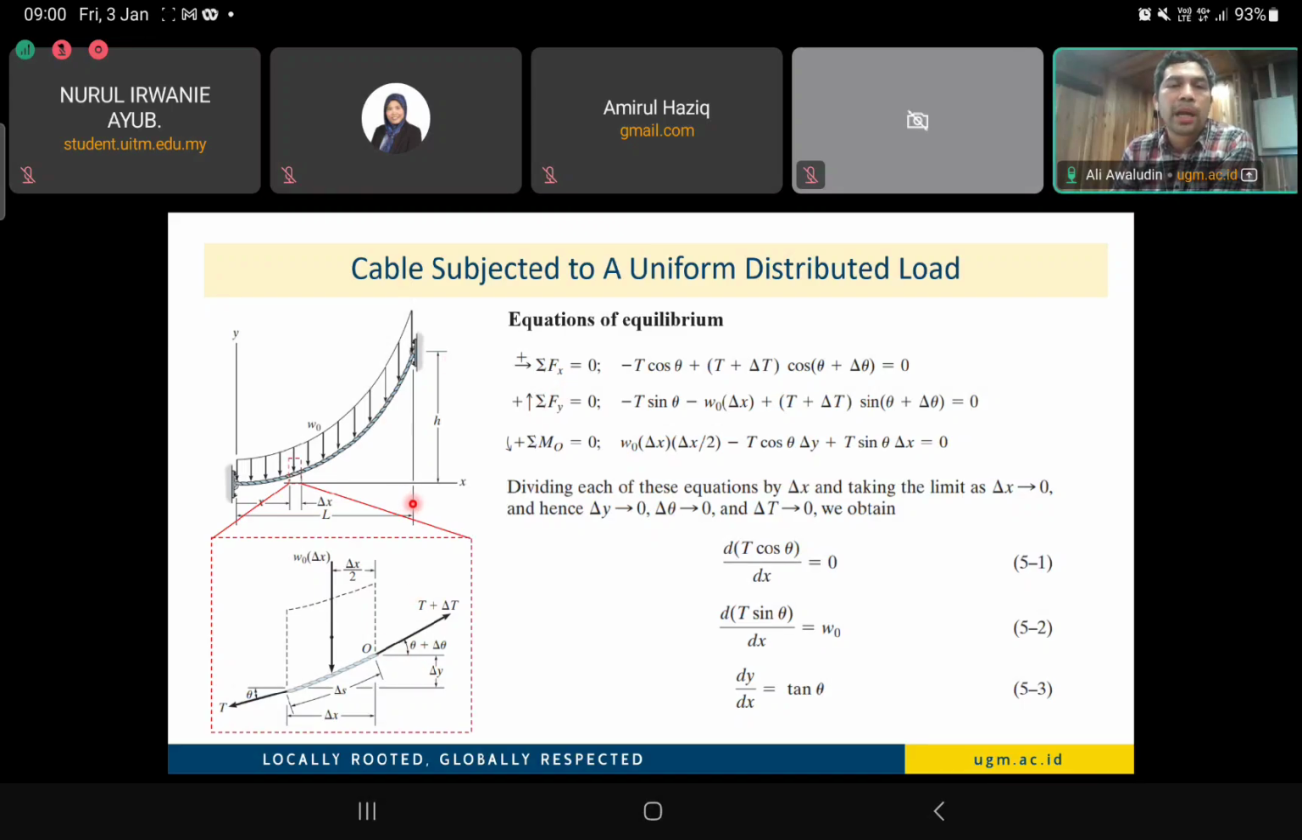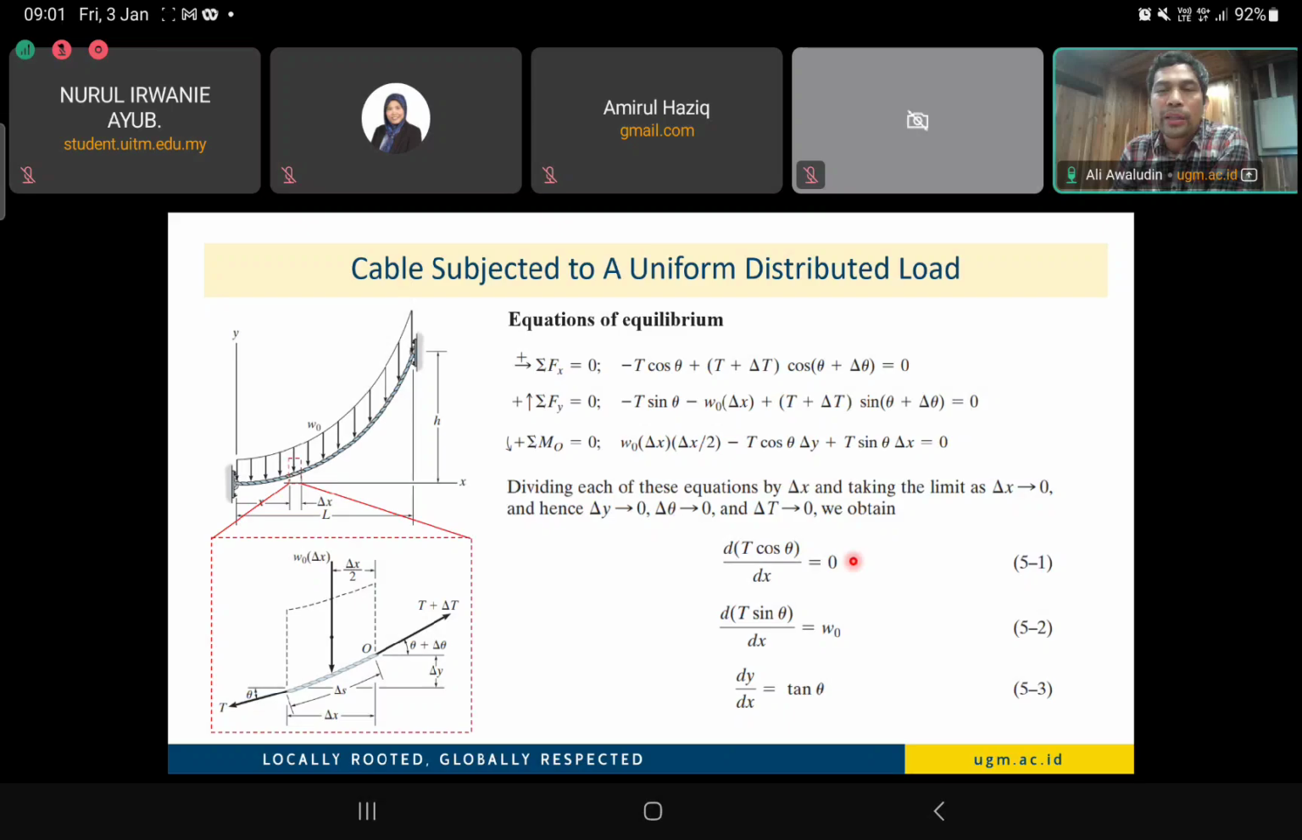Through the equilibrium equations, the sum of forces in x equal to 0, the sum of forces in y direction equal to 0, and also the sum of moments at the point should come to 0. Then we finally come to a set of equations. These three equations, let's divide by delta x, which at the end is close to 0, because we take a short finite length of this cable. And when delta x is close to 0, delta y is also close to 0, delta theta also close to 0, and delta T close to 0 as well.